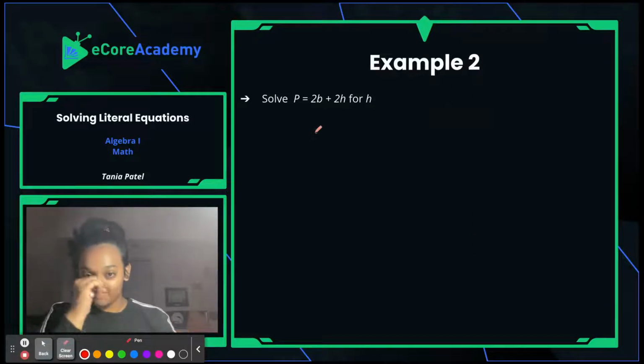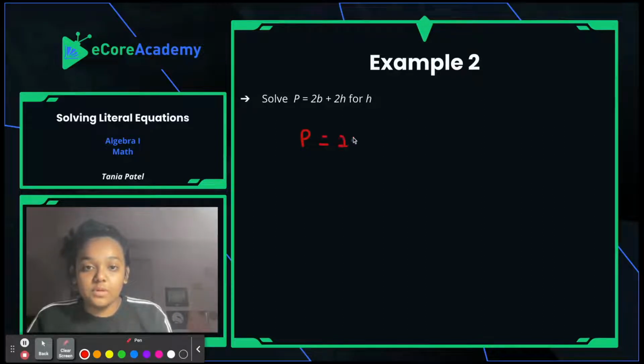So to solve for h, our equation right now is P equals 2b plus 2h. We're trying to solve for this variable right here, so we're going to have to isolate it. The way to start with that is to isolate it by subtracting 2b from both sides.